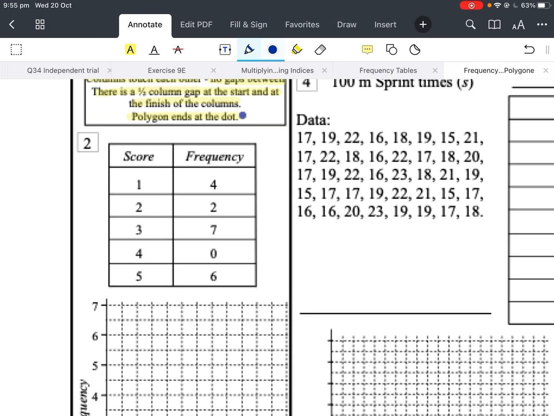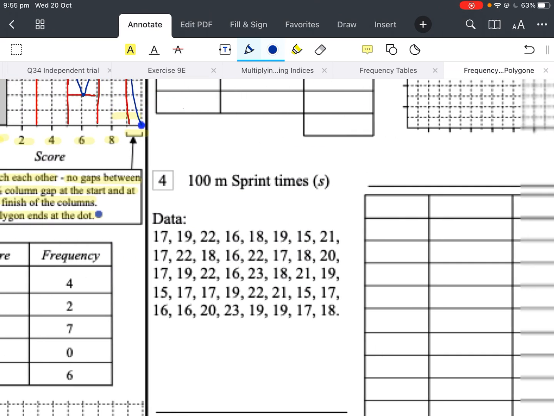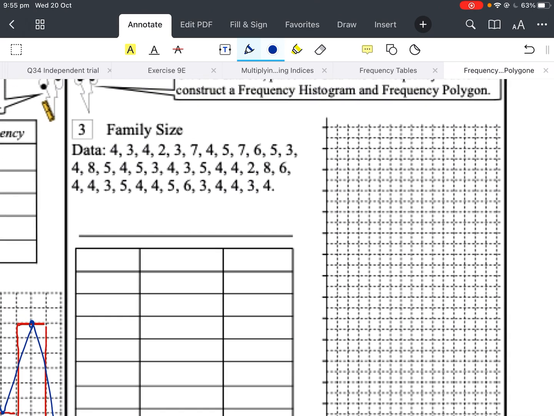Can you have a go at question 2 now on your own? You can pause the video or you can keep watching while I do this one. So let's have a look at this one.